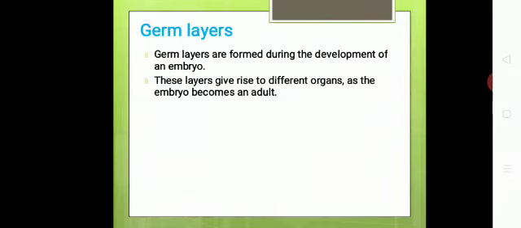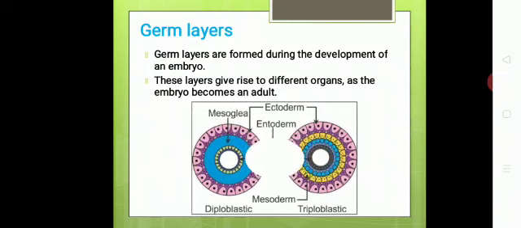Germ layers are formed during the development of the embryo. When the just-born tissues are growing up, the embryos start to develop. As the germ layers form, the embryos start to develop. These layers give rise to different organs as the embryo becomes an adult. We have two types of germ layers: one is diploblastic and the next one is triploblastic.